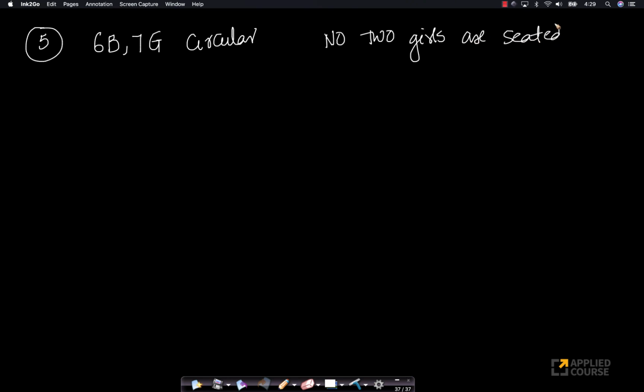Let's look at another example. Let's modify the problem slightly. Again, 6 boys, 7 girls, circular. We'll talk about circular right now, and no 2 girls are seated together. This is a slightly more involved example. No 2 girls are seated together.